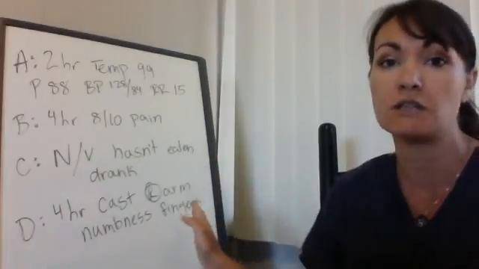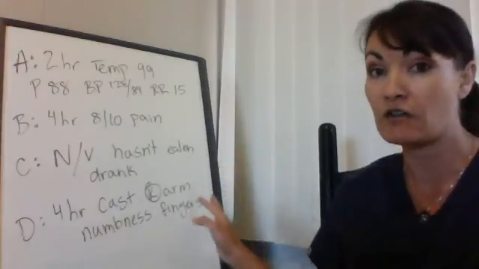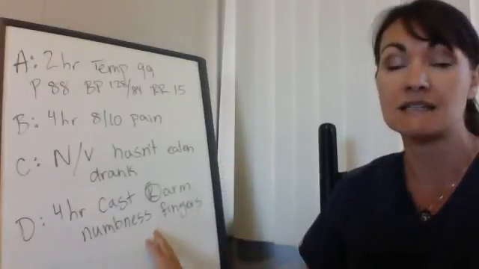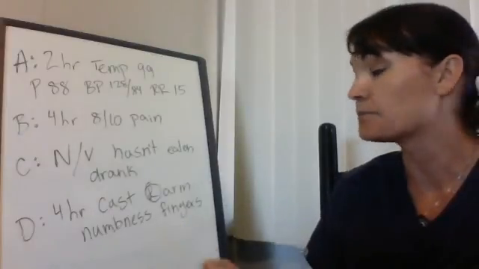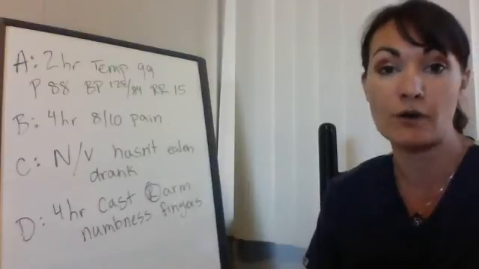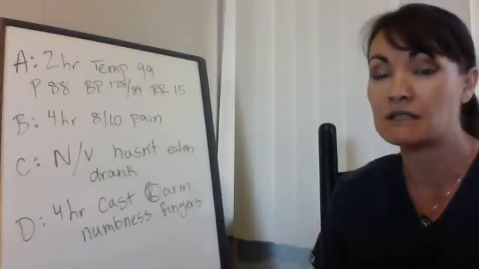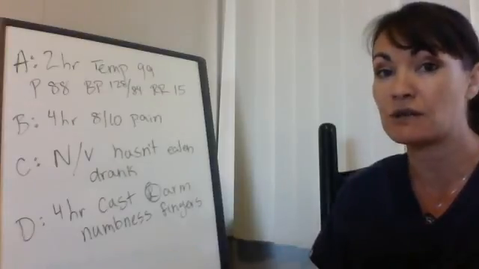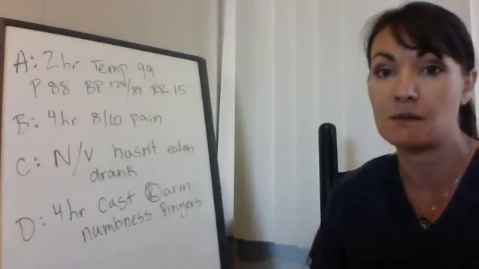Even though all of these patients need to be seen and they need to be checked out because they are all very important things, D is actually the most important because the numbness and tingling is due to maybe a decrease in circulation. So that means our priority framework of ABCs, this would be our priority patient. We don't want them to have any more injury caused from this cast cutting off circulation to their fingers, so we would want to see them first.